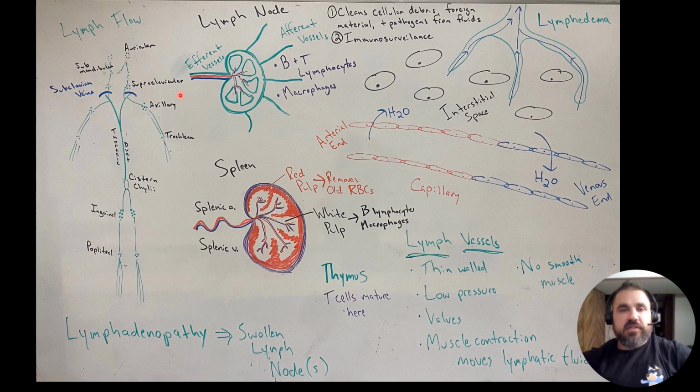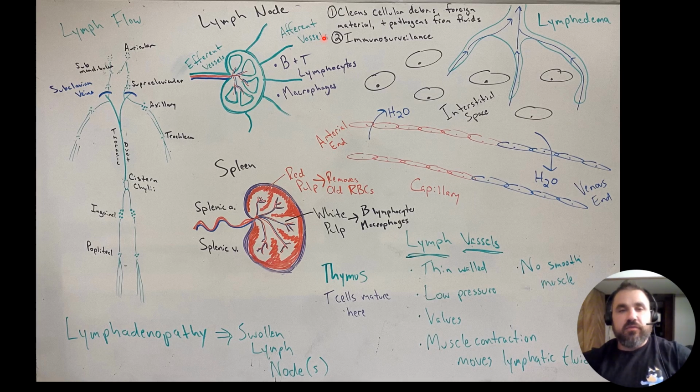So why are lymph nodes important? Well, their function is here. They're doing two very important things. One, they're cleaning cellular debris, foreign material, and pathogens from fluids. They're cleaning up all the fluid. One of the main cells they have is called macrophages. So macrophages in lymph nodes are cleaning all this stuff up and filtering it and getting rid of any junk, but that's not really causing an immune response. With immunosurveillance, we'll talk about this more on the next couple of slides.